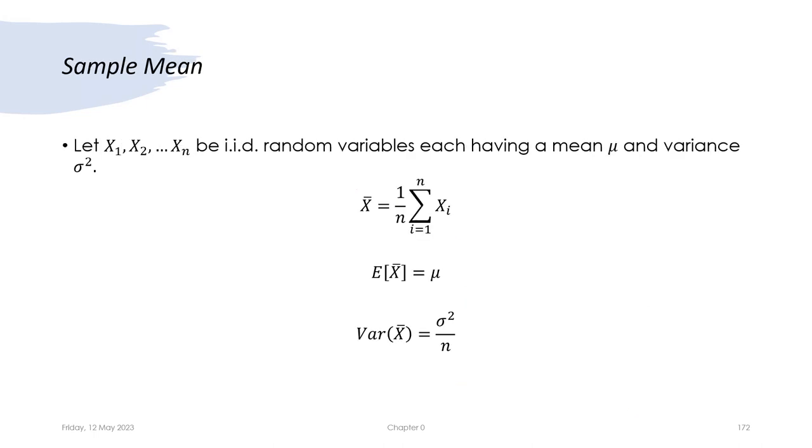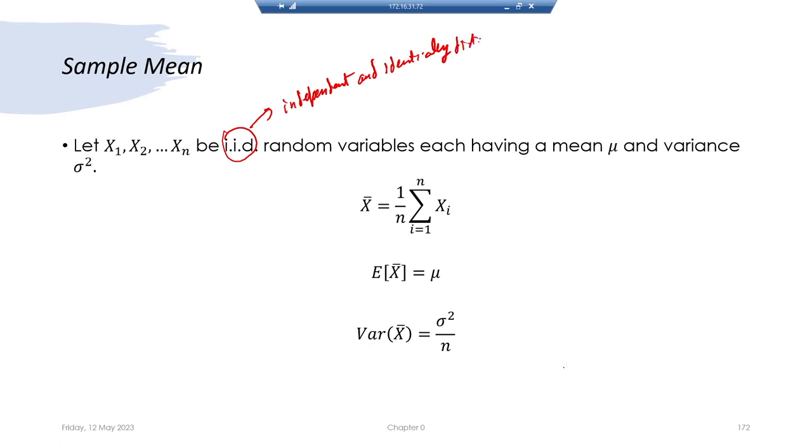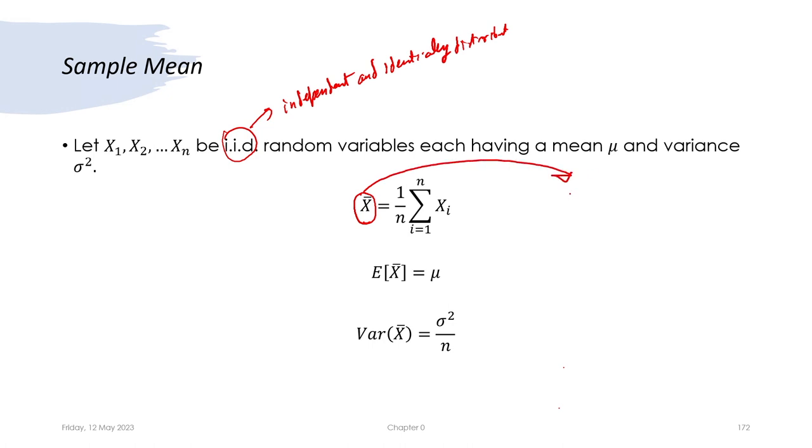What we are going to talk about next is the sample mean. So, let X1, X2, up to Xn be iid random variables. IID, I will elaborate, means independent and identically distributed random variables, each having a mean mu and variance sigma square. Then this X bar is the sample average of X1 to Xn and is given as 1 over n times the sum of Xi, which is straightforward.